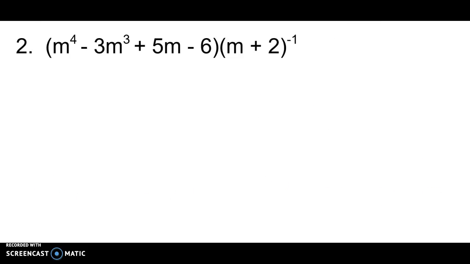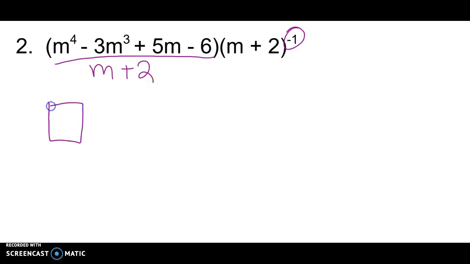This one doesn't look like how you would normally see a division problem, but what do we know about our negative 1 exponent? It's going to put it on the bottom. So really, instead of having negative 1 up there, you could write n plus 2 down here. So I would start with a box, a line, and another box. So that kind of reminds me that there's going to be a remainder.